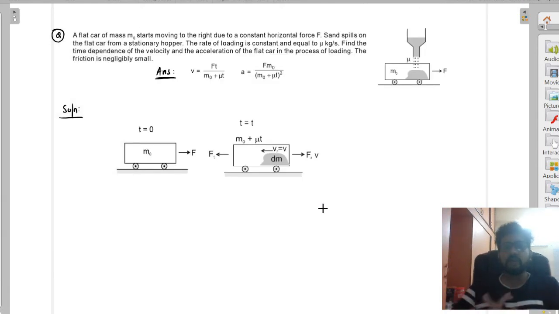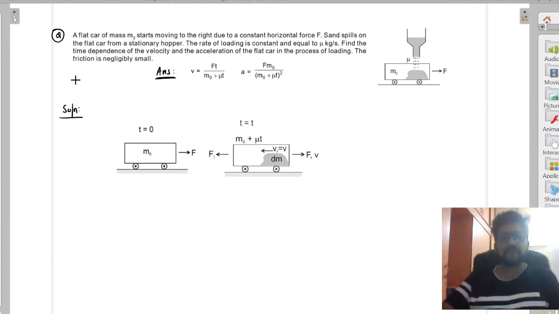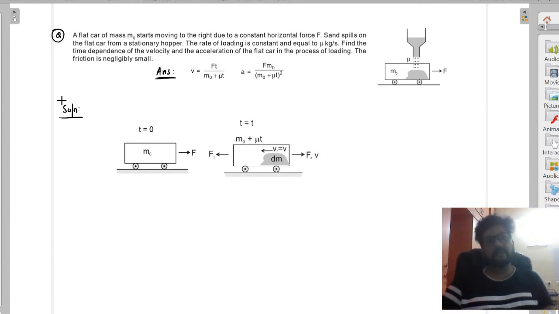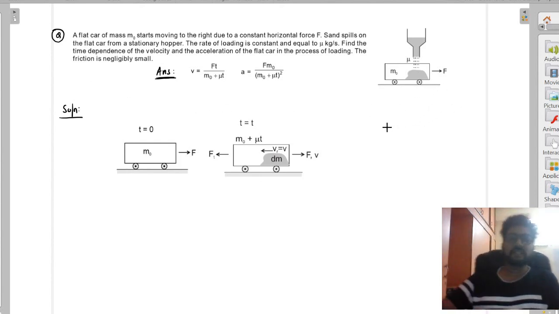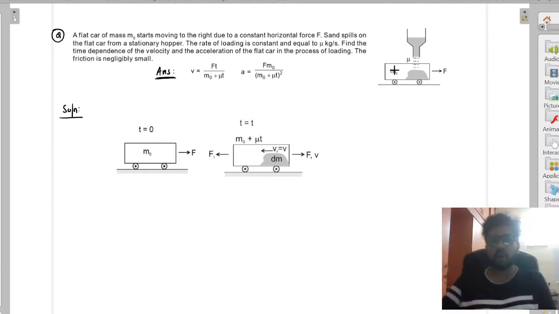So now that we have understood the concept behind the application of thrust force, we will solve problems regarding that. Suppose you have a flat car which has mass m naught and it starts moving towards the right due to a constant force F. Now sand is spilling onto the flat car from a stationary hopper. So sand is spilling, but the hopper is stationary.